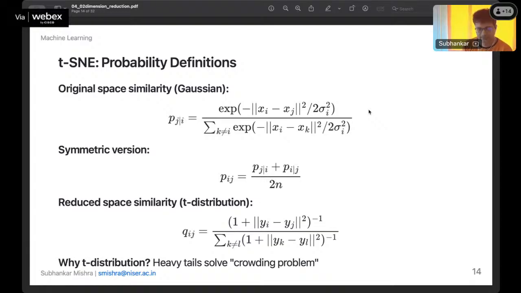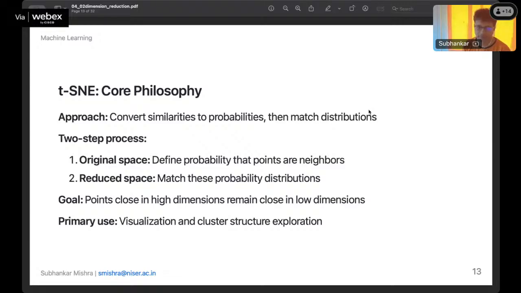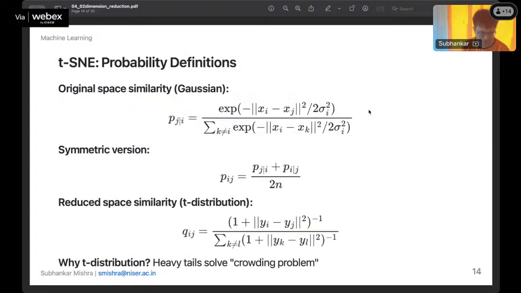So the way we do it is this way. We define the probability that the points are neighbors. So this is the probability that defines how neighbory a point is. If you look at this, it looks like one Gaussian on top, one Gaussian on the bottom. And the similarity here is a Euclidean distance, xi minus xj squared. And we can have a symmetric version of it as well.